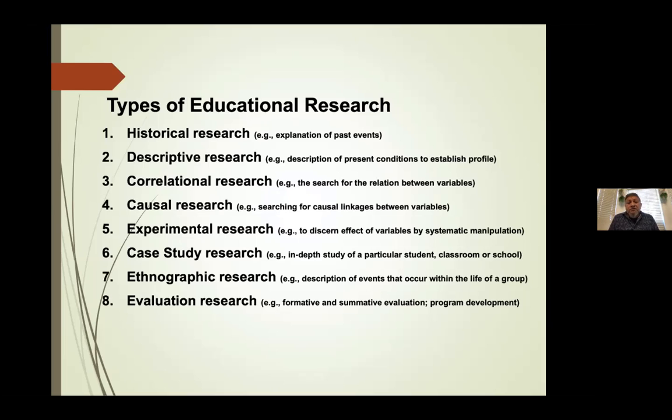Descriptive research, right? So description of present conditions to establish a profile. So in some cases you do a profile. Sometimes in some classes I've asked the students, for example, to think about a particular community they want to do research with, and to actually begin by doing a profile of that community. Who are they? What do they believe? What do they think? What are their goals? What are their objectives as a community, right? So you create a profile of the community, or in some cases it is the profile of an individual, right? Because you are looking at it from a qualitative lens in which you are interviewing individuals. So that could be descriptive research.